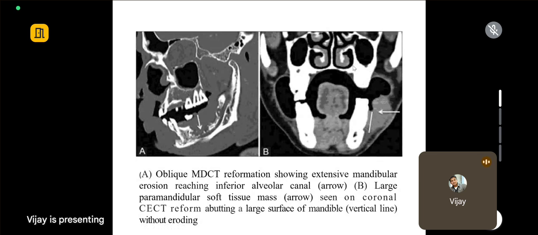Again, the first picture is of the oblique MDCT reformation showing extensive mandibular erosion, this arrow, reaching the inferior alveolar canal. And this is the coronal section of the CECT, which shows a large paramandibular soft tissue mass abutting the lingual surface of the mandible without erosion.